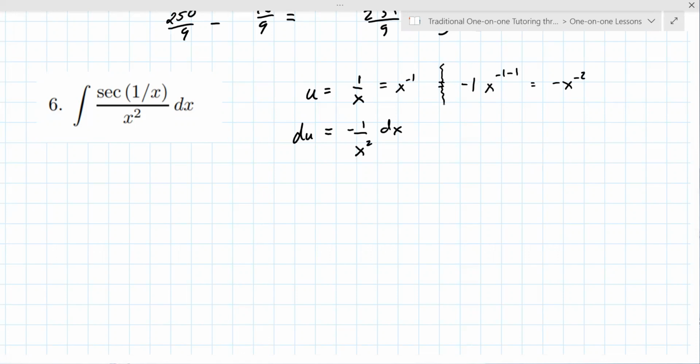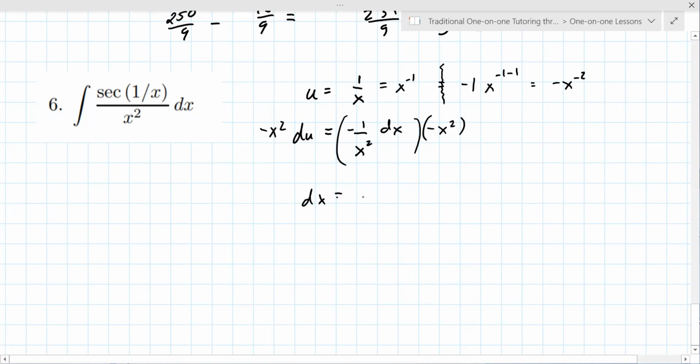Well, so it's x to the minus 2, so minus x to the -2, which is -1 over x squared. Do you have to write it that way? It will be preferred, yes, because you want to solve for dx. So you're going to multiply both sides by minus x squared. So dx equals -x squared du.